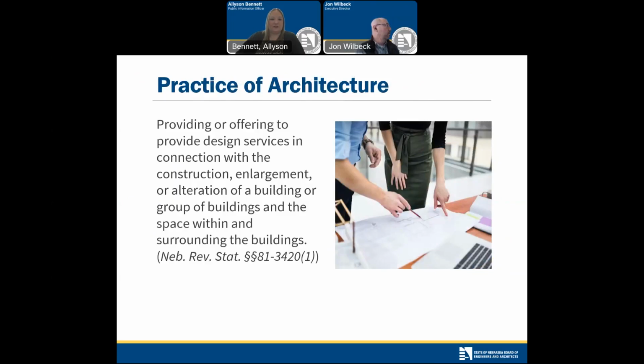First, the practice of architecture. The practice of architecture is defined by statute as providing or offering to provide design services in connection with construction, enlargement, or alteration of a building or group of buildings and the space within and surrounding the buildings. Examples of this are that architects are going to look at ADA codes, potential historical requirements, as well as aesthetics.